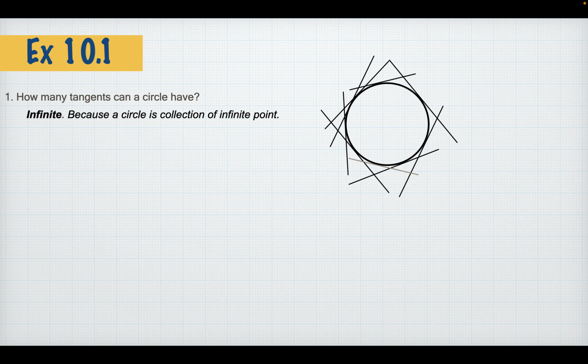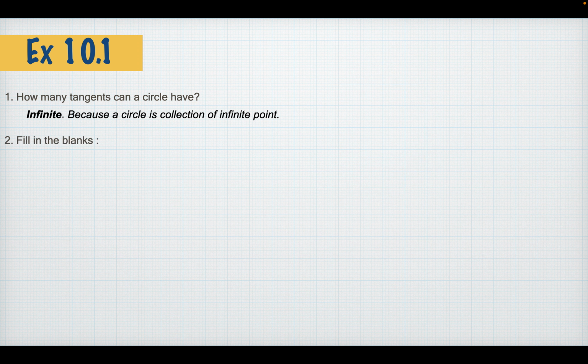Okay, so if they are infinite, then I can draw one tangent at each point. So if there are an infinite number of points on a circle, then I can draw an infinite number of tangents, right? So the answer would be infinite. Now let's see what the second question is. It is fill in the blanks.